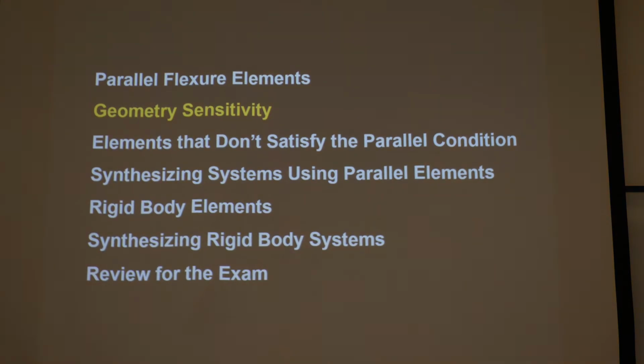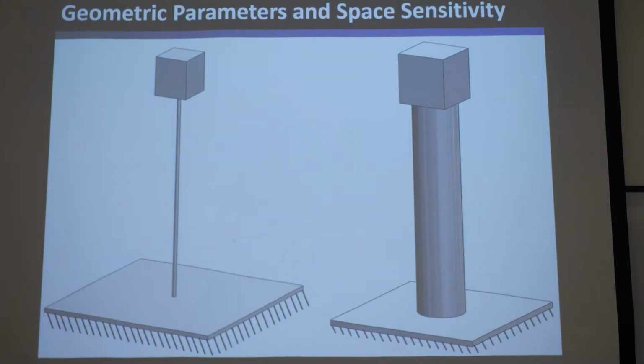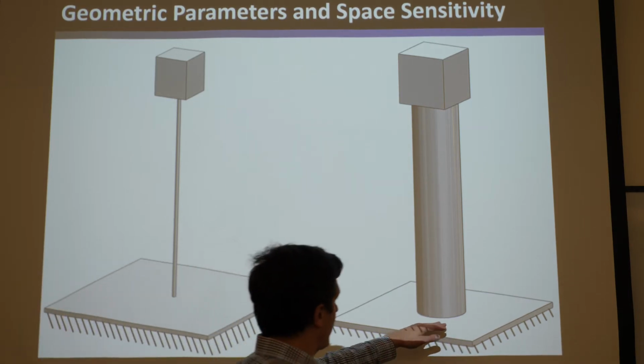Okay, so that's the intro to parallel flexure elements. Okay? Let's talk about now geometry sensitivity. Okay? So these are both wire flexures, technically. And the question is, well, you might look at this and be like, this is no wire flexure. This is like a big old fat post, right? Well, and you're right. This would not behave as a wire flexure either.